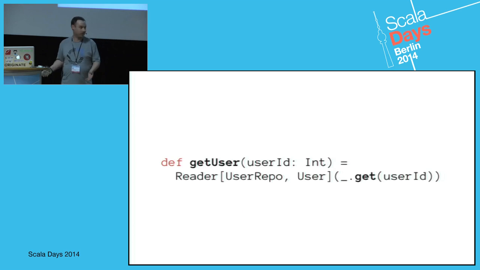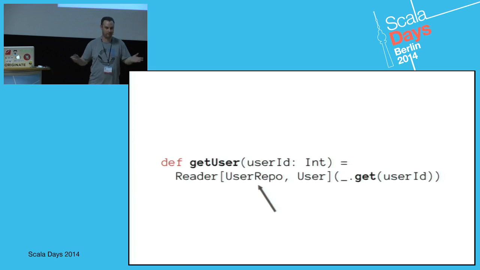Okay, so what does this have to do with dependency injection? So let's look at another reader. Here we have a reader that wraps a function that takes a user repository and gets a user out of it. This thing here, the user repo, that's a dependency. We've actually got a function that has a dependency, and we get a reader, and we can inject it just by calling it with that dependency.